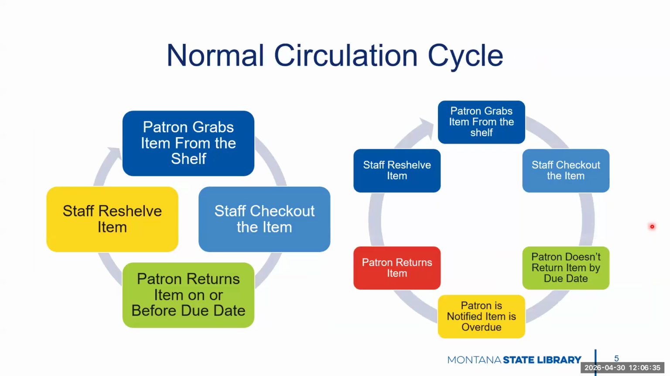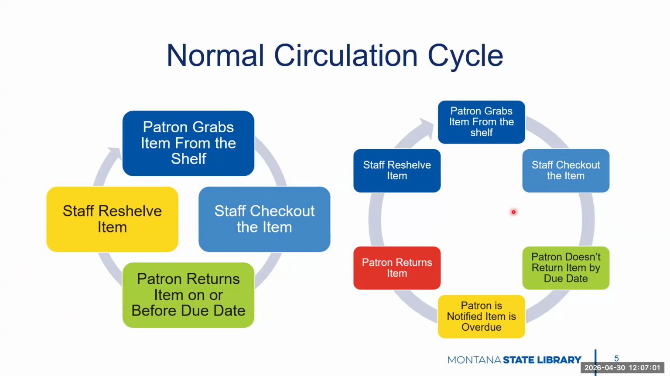Okay, so that being said, let's get into the circulation life cycle. This left-hand side of the screen is what I like to call the ideal, maybe fantasized version of what should happen in the system. The patron grabs the item from the shelf, staff check out the item, the patron returns it on or before the due date, and then staff reshelve it. And it just follows that loop, or it should.